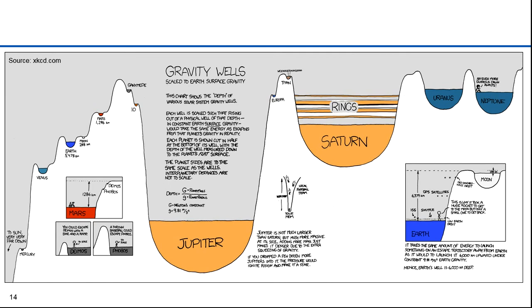You can see the inner planets on the left: Mercury, Venus, Earth, and Mars. Jupiter is the most massive, so its gravity well is deep. Saturn is also fairly massive. Then there's Uranus and Neptune. You can think of escape velocity as the energy it would take to climb out of these wells.